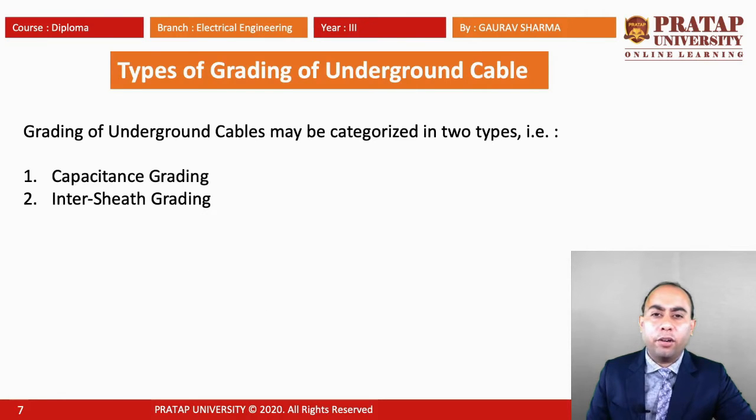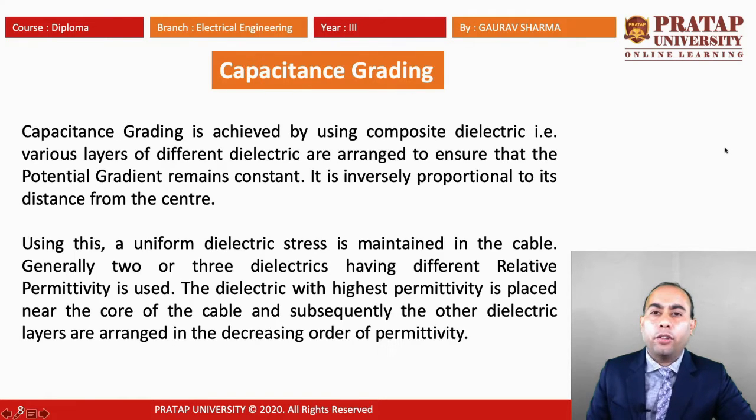So the grading of underground cable is categorized into two categories, that is capacitance grading and inter-sheath grading. Capacitance grading is achieved by using composite dielectric, that is various layers of different dielectric are arranged to ensure that the potential gradient remains constant. It is inversely proportional to its distance from the center.